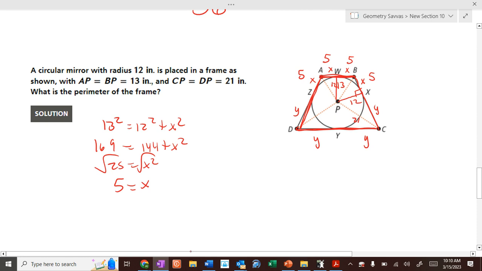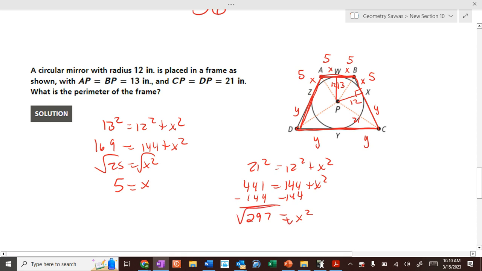Let's figure out y. 21 squared equals 12 squared plus y squared. So 441 equals 144 plus y squared. If we subtract 144 from each side, we get 297. And that's going to be an ugly number. Let's round that to the nearest tenth. 17.2. So you have 17.2 here, here, here, and here.